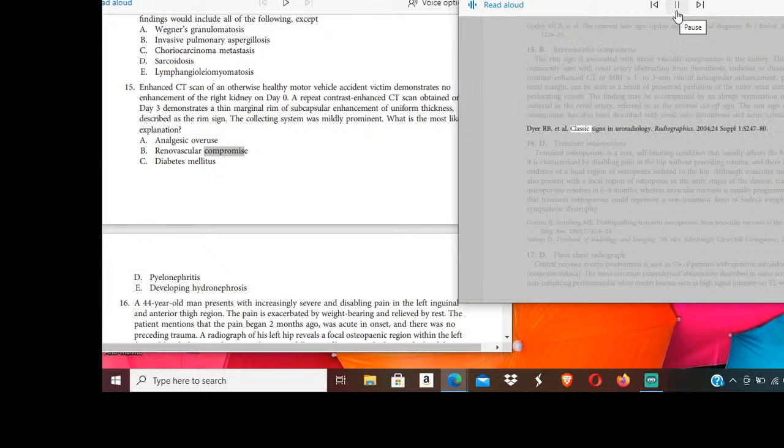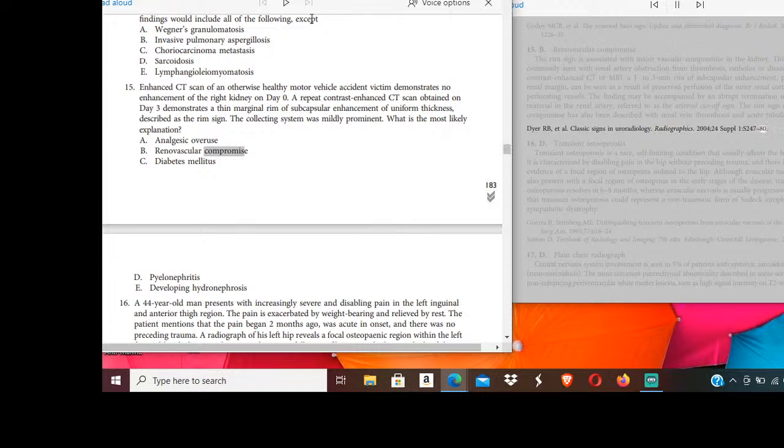Dyer RB, et al. Classic Signs in Uroradiology. Radiographics. 2004, 24 Suppl 1, S247-80.